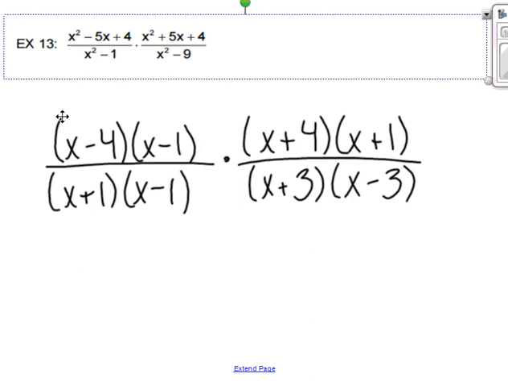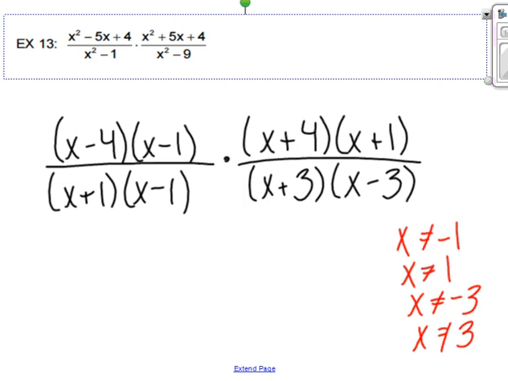So next thing, domain. x can equal what? Negative 1, 1, negative 3, and positive 3. So I set each of these equal to 0 and solve for x. So that's how I got everything in the domain.